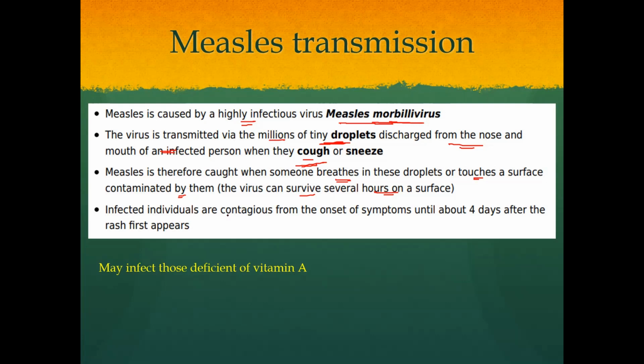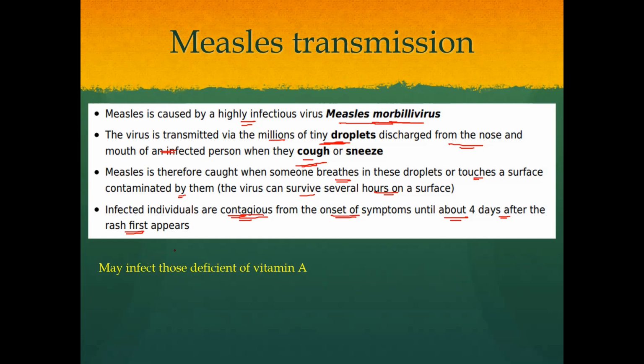So infected individuals are contagious from the onset of the symptoms, okay? Until about 4 days after the rash first appears. So definitely the person gets infected. Symptoms start, and 4 days after the symptoms start, the rash appears first. So the person is very contagious during those days. Also, they need to isolate themselves.